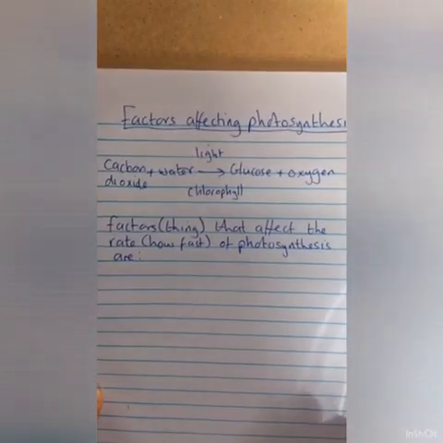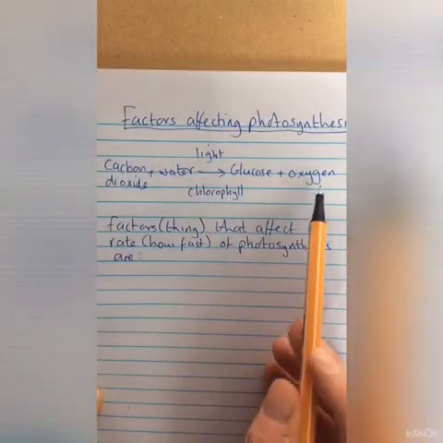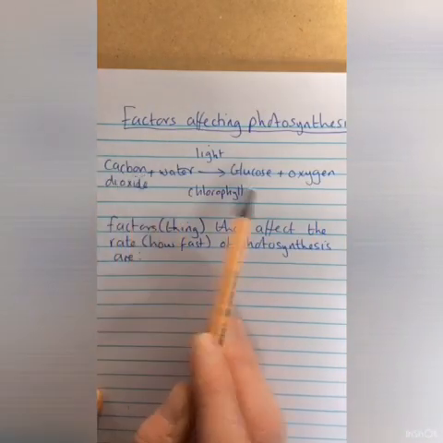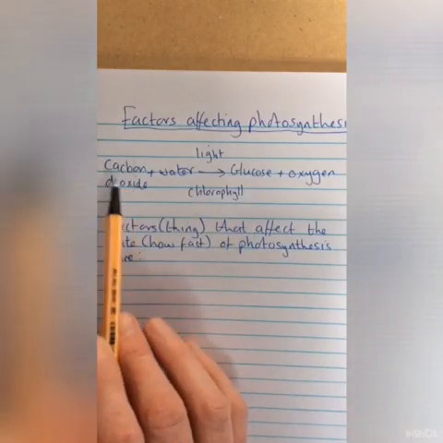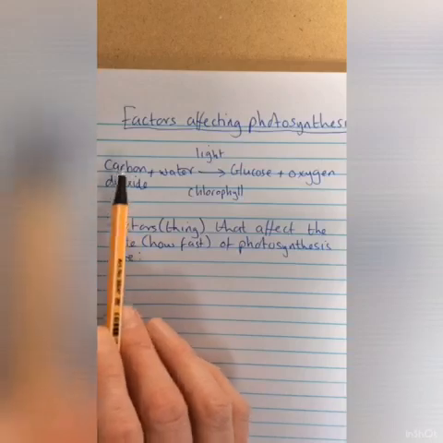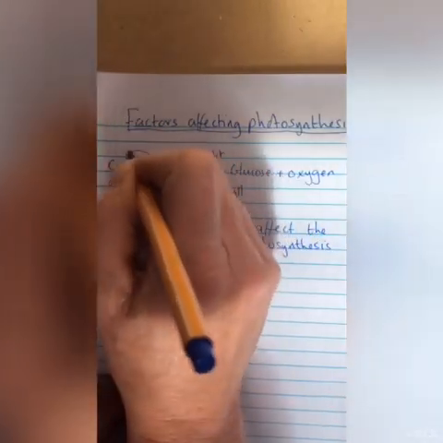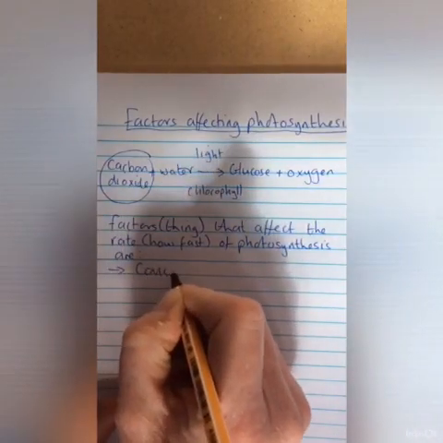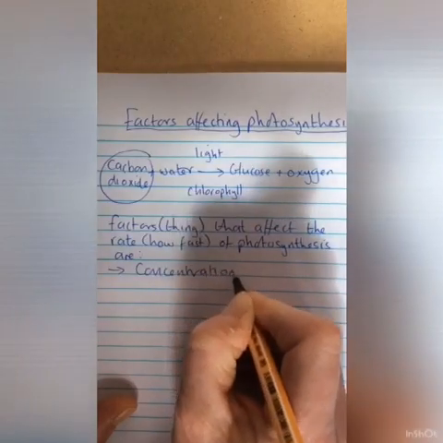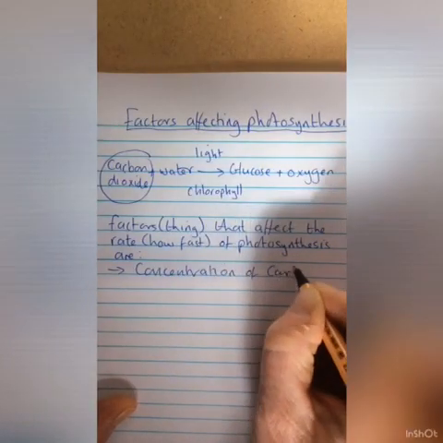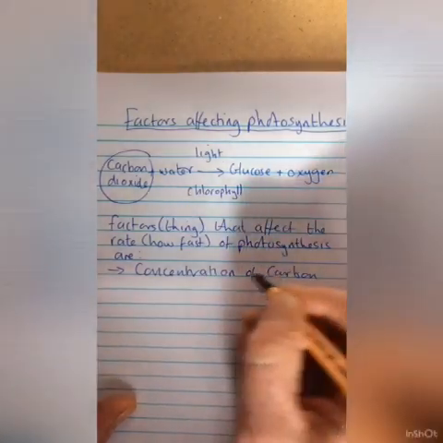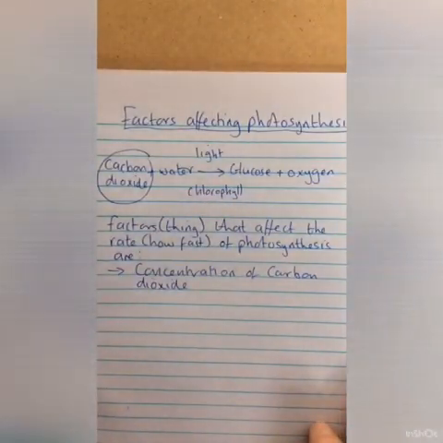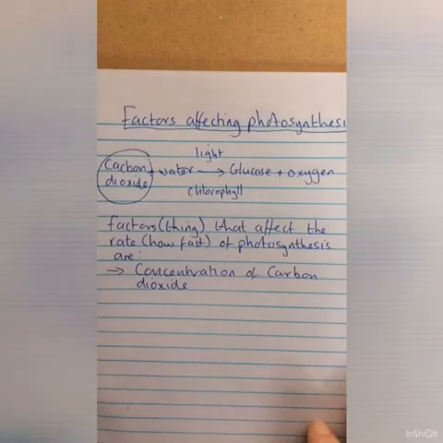Now the first one of those things, if we have a look at our equation, obviously the provision of these substances, carbon dioxide and water, determines how fast this can happen. So the first factor is the concentration of carbon dioxide. So factor number one that affects the rate of photosynthesis is the concentration of carbon dioxide. How much carbon dioxide there is affects how fast photosynthesis happens.